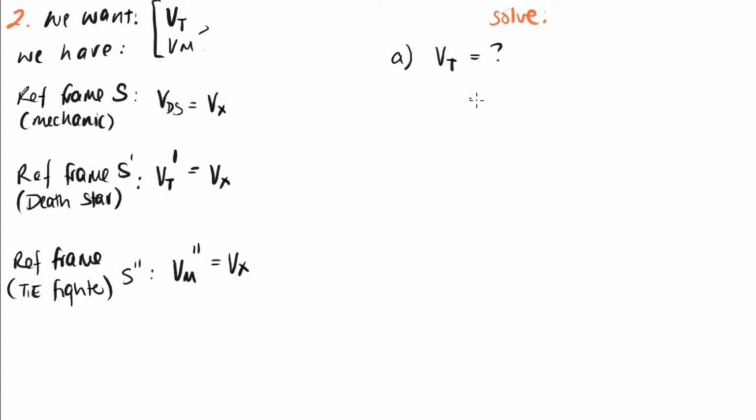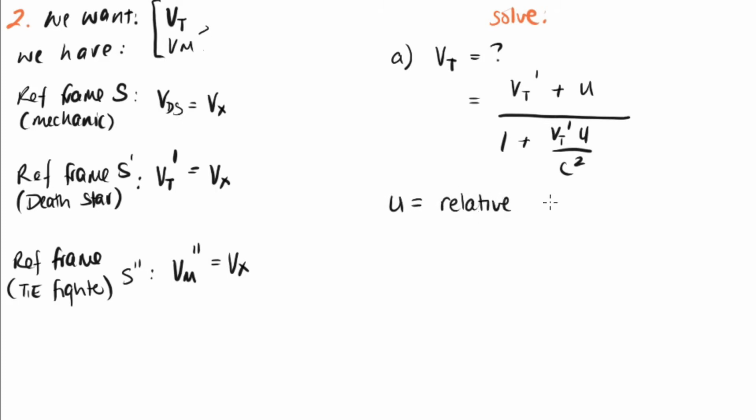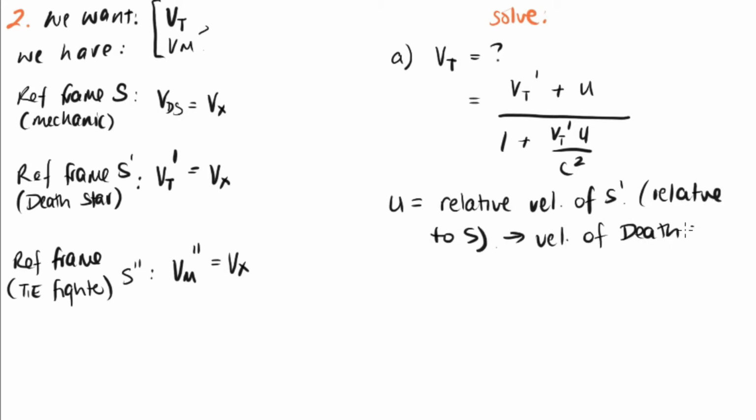So we can use our Lorentz transform between frames S and S dash, and so then we get that Vt is equal to Vt dash plus u divided by 1 plus Vt dash u on c squared. Where in this case, because we're transforming between the velocities S and S dash, u is the relative velocity of S dash relative to S. So that is, it's the velocity of the Death Star as seen by the mechanic.